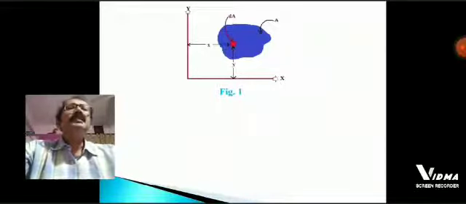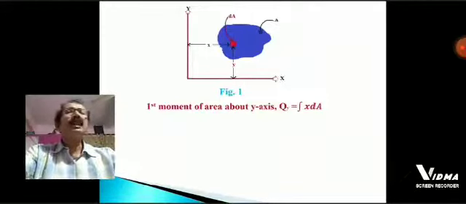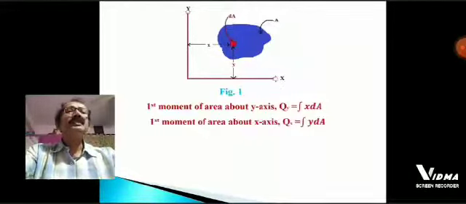In the figure there is an area A, which is divided into infinitely many small areas. Take such an infinitesimal area dA at a distance x from the reference axis y and y from the reference axis x. Now we know that the first moment of area about the y-axis, that is Qy, is nothing but integration x dA, that is area into distance, and integration of that. Similarly, the first moment of area about the x-axis, that is Qx, is nothing but integration y dA.